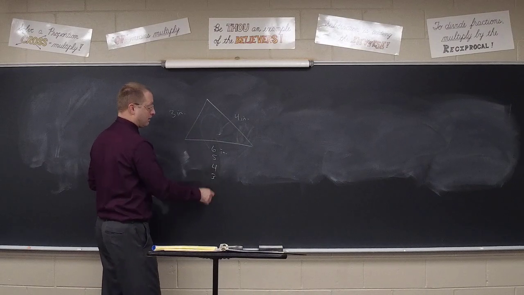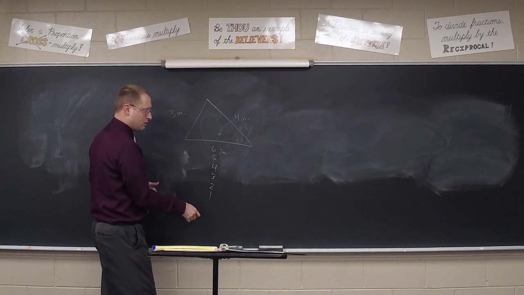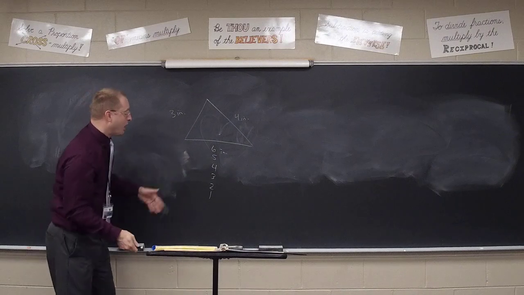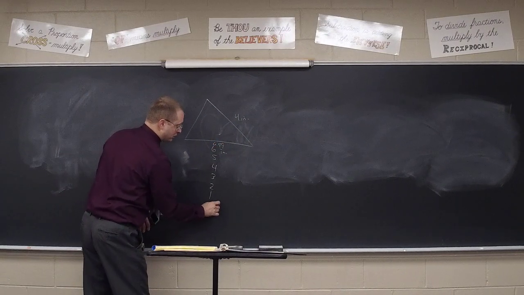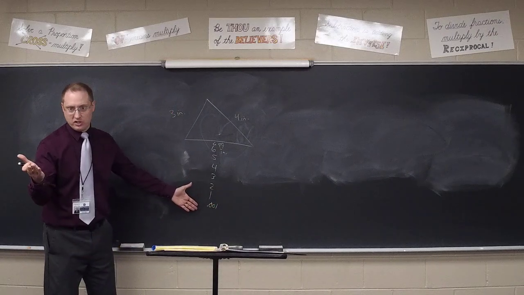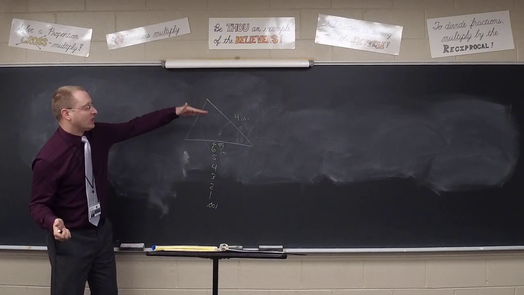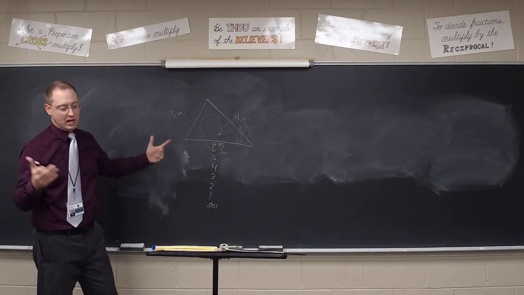4. 3. 2. 1. 0? No. If there's 0, it's not a triangle anymore. 0.5. It could be anything up to like 6.99 or anything down to 0.001. But it's gotta be more than 0, of course. But anything as long as it's less than 7, you could actually have a triangle.